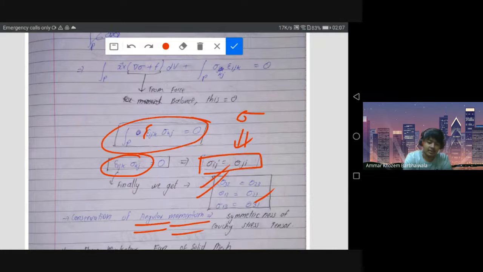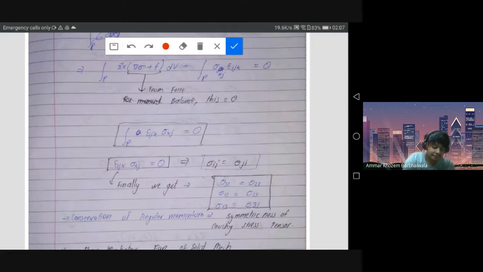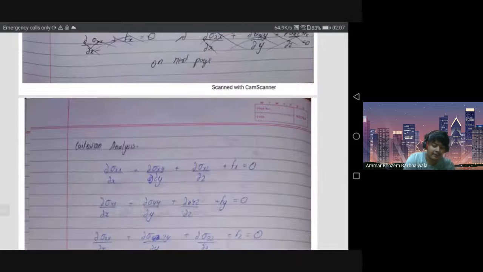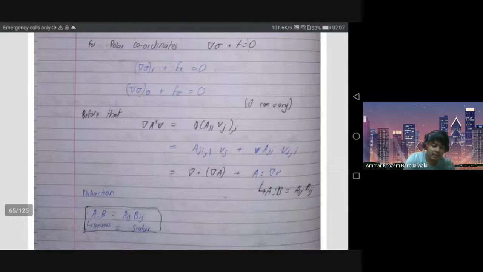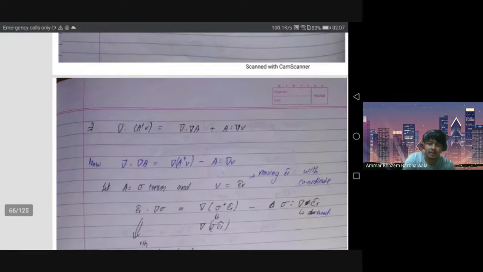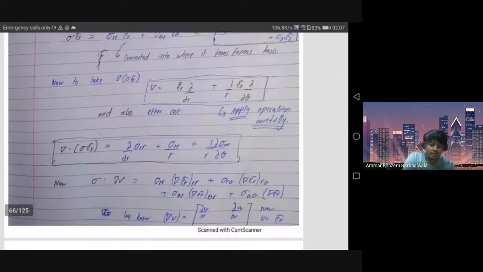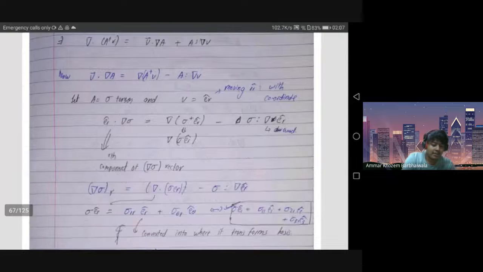So that is the condition. Sigma should be symmetric at each point for this pointwise condition to hold. After this we have the derivation in polar coordinates, and I guess the derivations are not important for this course. You can just go through that in the notes, but we'll skip to the final result, and the final result is right here.